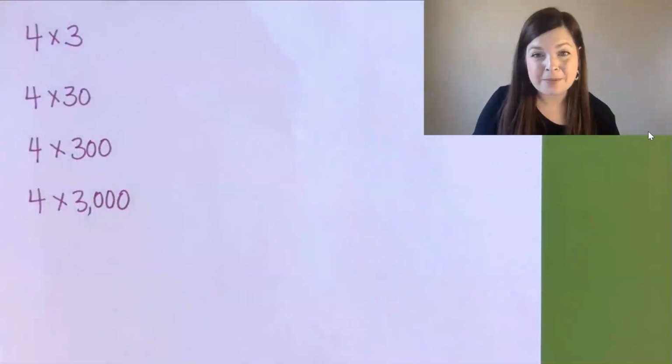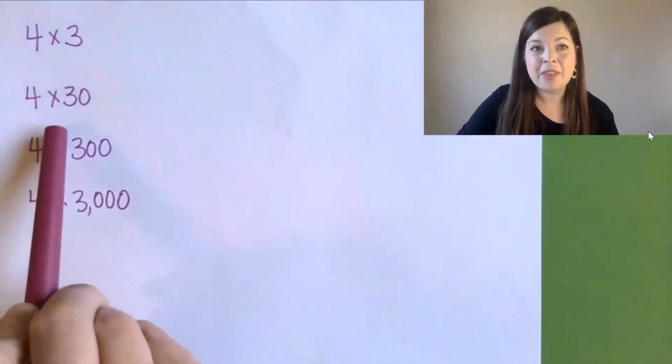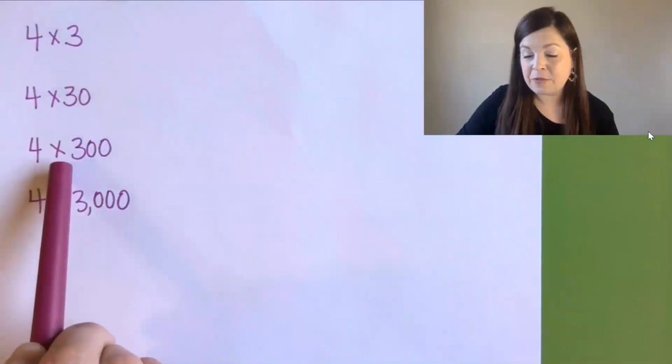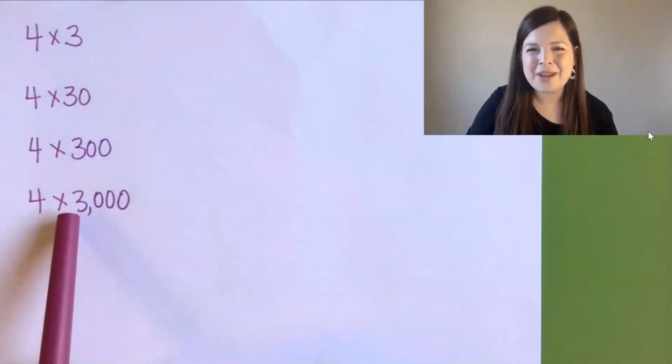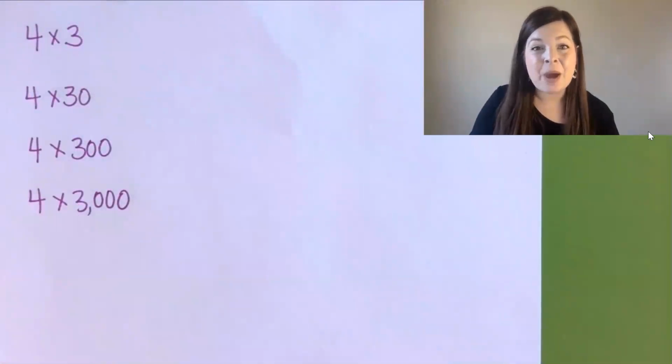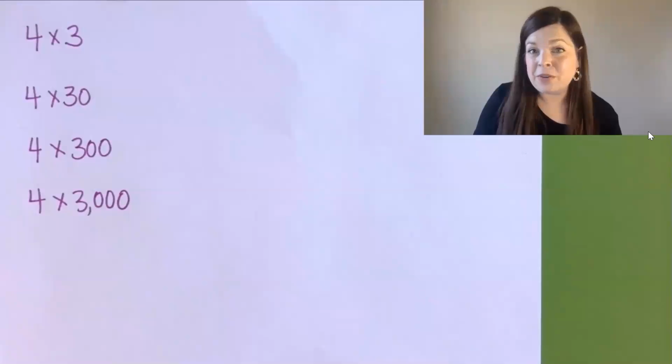Let's try some more problems. Read these expressions with me. 4 times 3, 4 times 30, 4 times 300, 4 times 3,000. Now pause the video and solve each of these expressions in unit form and write the products in standard form. If it's helpful, you can feel free to draw discs on the place value chart if it will help you. Then come back and we'll compare.